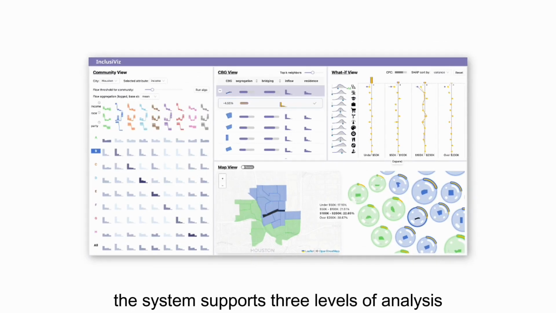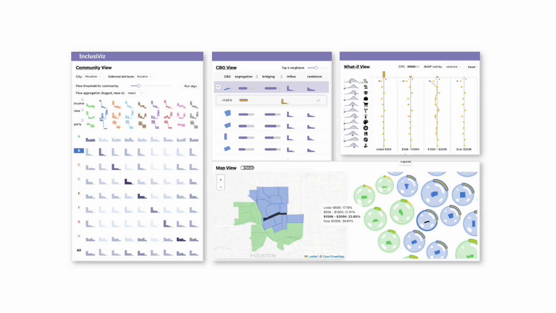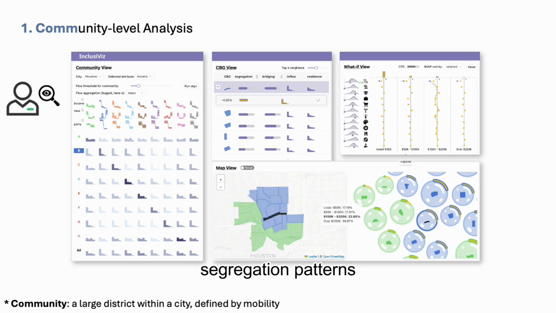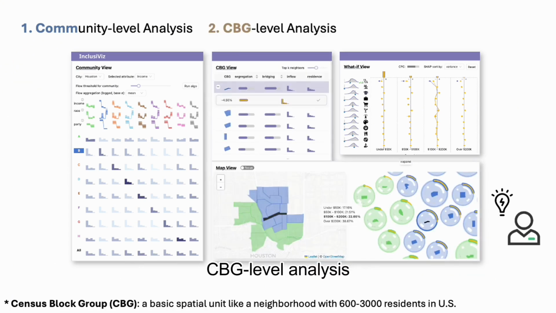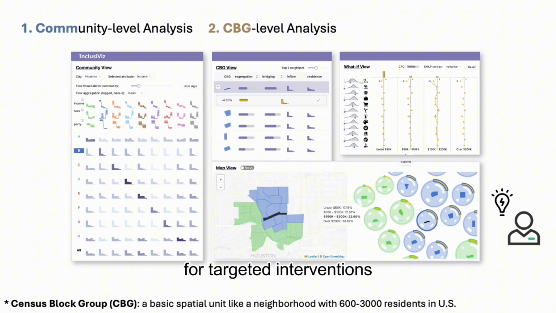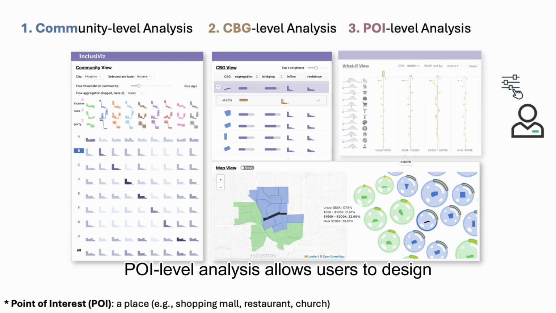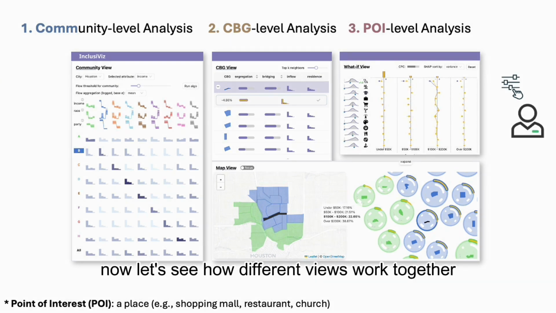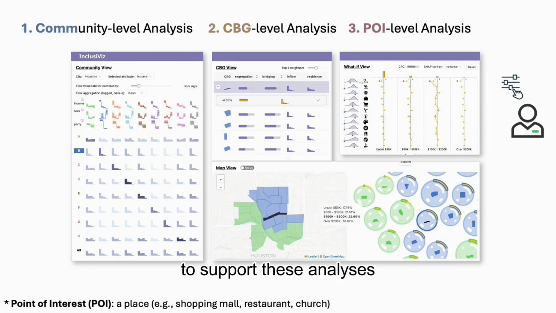The system supports 3 levels of analysis. Community-level analysis offers a broad overview of the city's segregation patterns. CBG-level analysis helps uncover the reasons behind these patterns and pinpoint opportunities for targeted interventions. POI-level analysis allows users to design effective interventions to mitigate segregation. Now, let's see how different views work together to support these analyses.